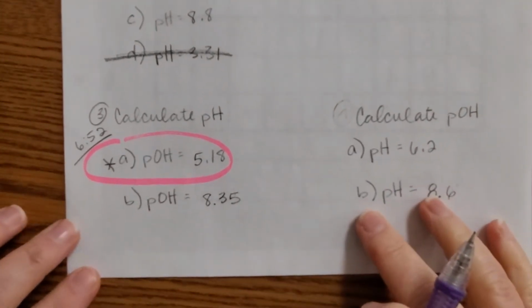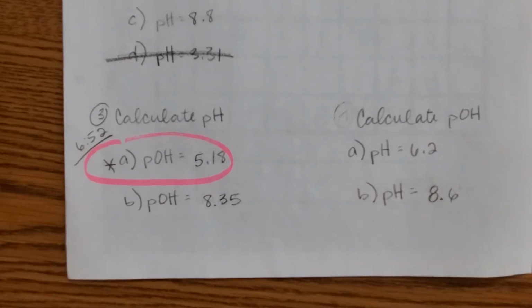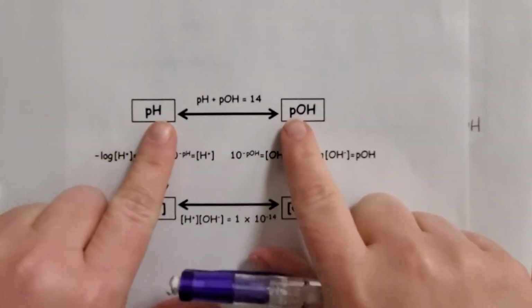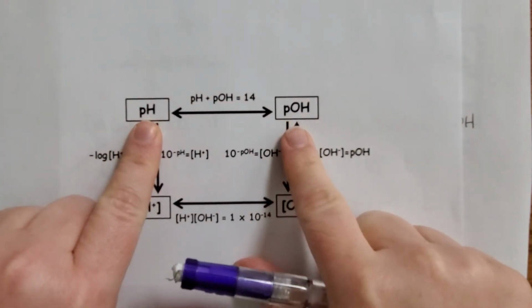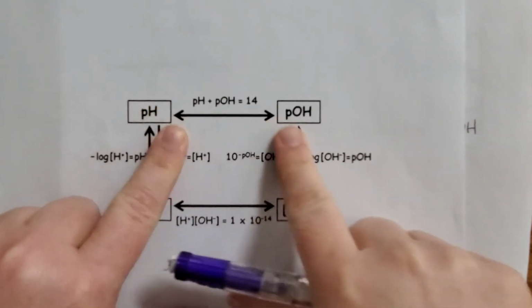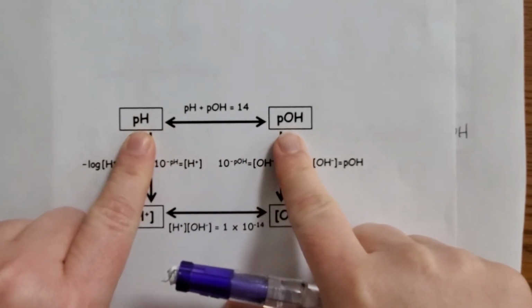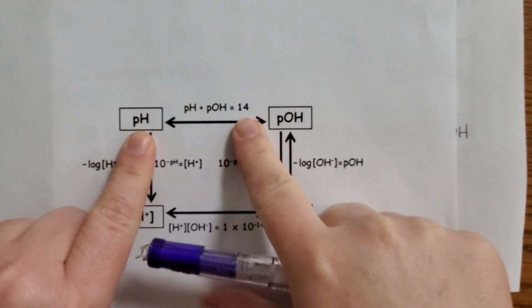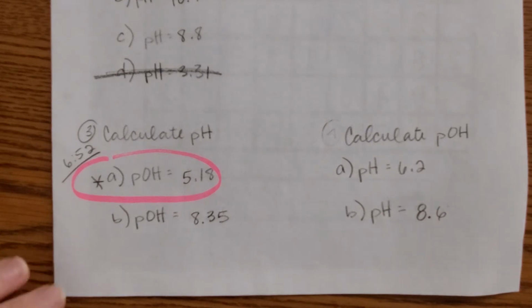This is really easy. If I give you either the pOH or the pH and want you to find the other, you just do 14 minus your given. Sliding back and forth between pH and pOH is super simple. It's just going to be 14 minus whichever one I give you.